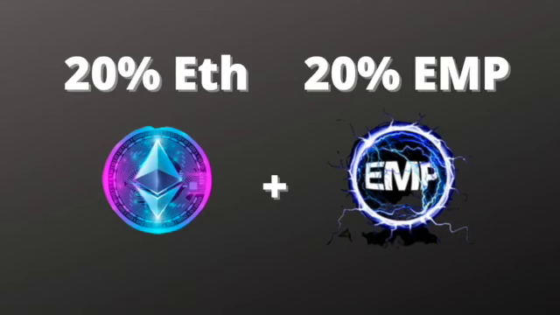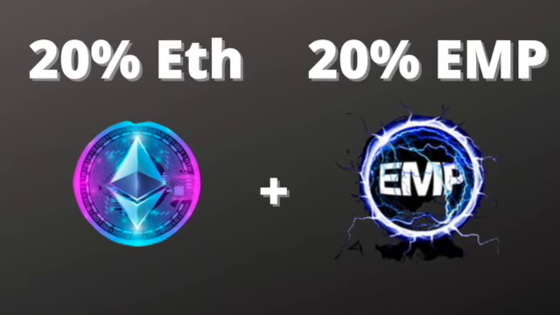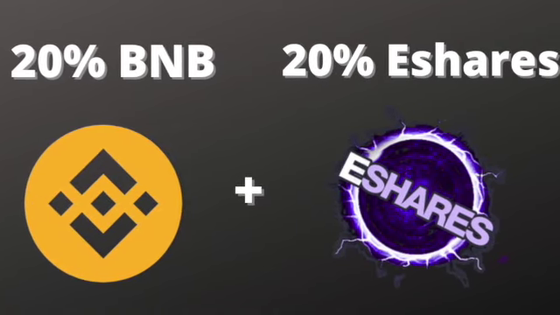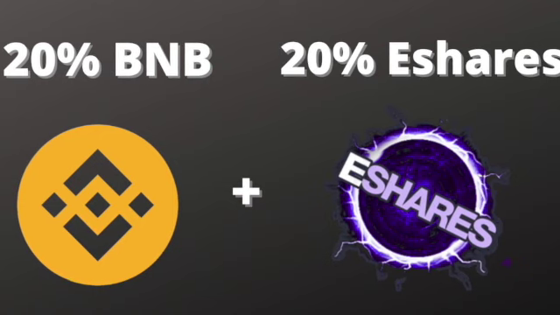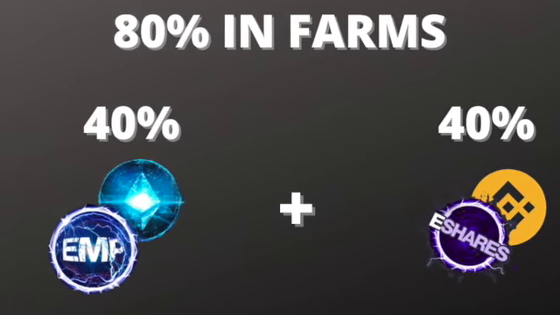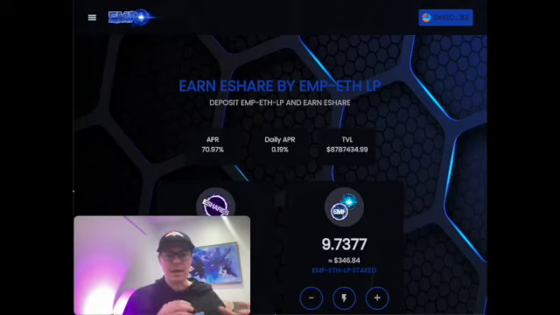So I purchased 20% ETH, 20% EMP token, and I paired them up. Then I purchased 20% eShare and 20% BNB and I paired that up, which gave me a total of 80% in the farms. And at this point, I've done the right thing. And then I went on to purchase another 20% of eShare and I put that directly in the boardroom. So that was my understanding at the time of how to enter the protocol.